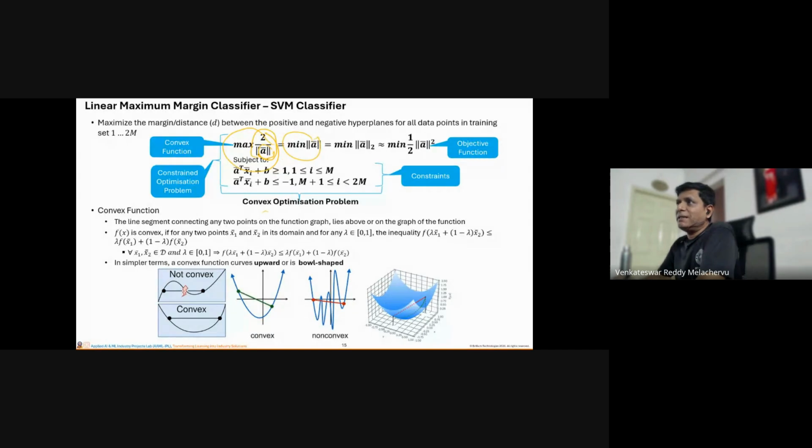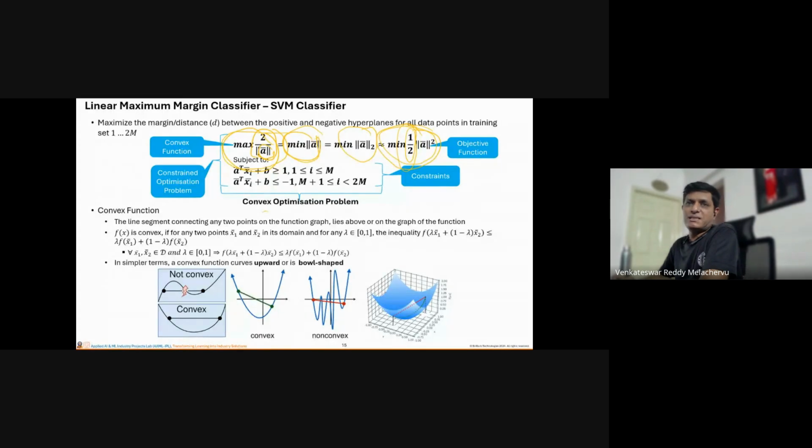So maximizing the distance, which is maximizing 2 by norm A, is essentially minimizing A, nothing but minimizing the L2 norm of vector A. And just for convenience, we divide that by half. You will appreciate this, and some of you must have already understood by now if you have gone through Andrew's first mathematical linear regression model. It gives a very beautiful explanation of why we take the half here. Any guess or anyone want to say that?